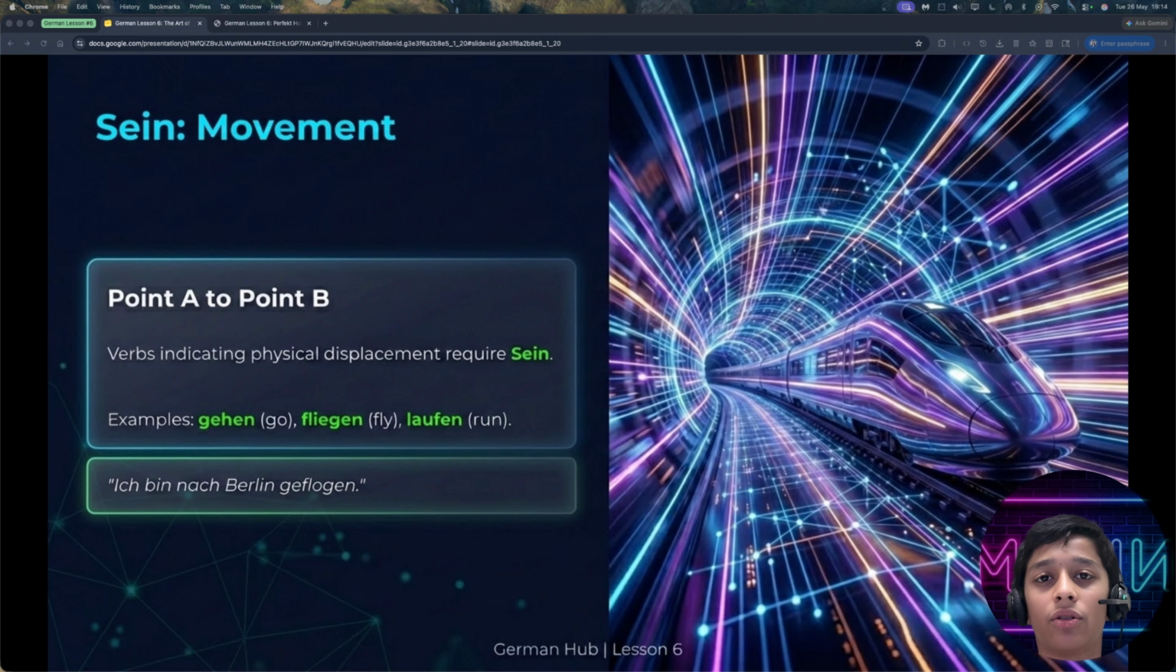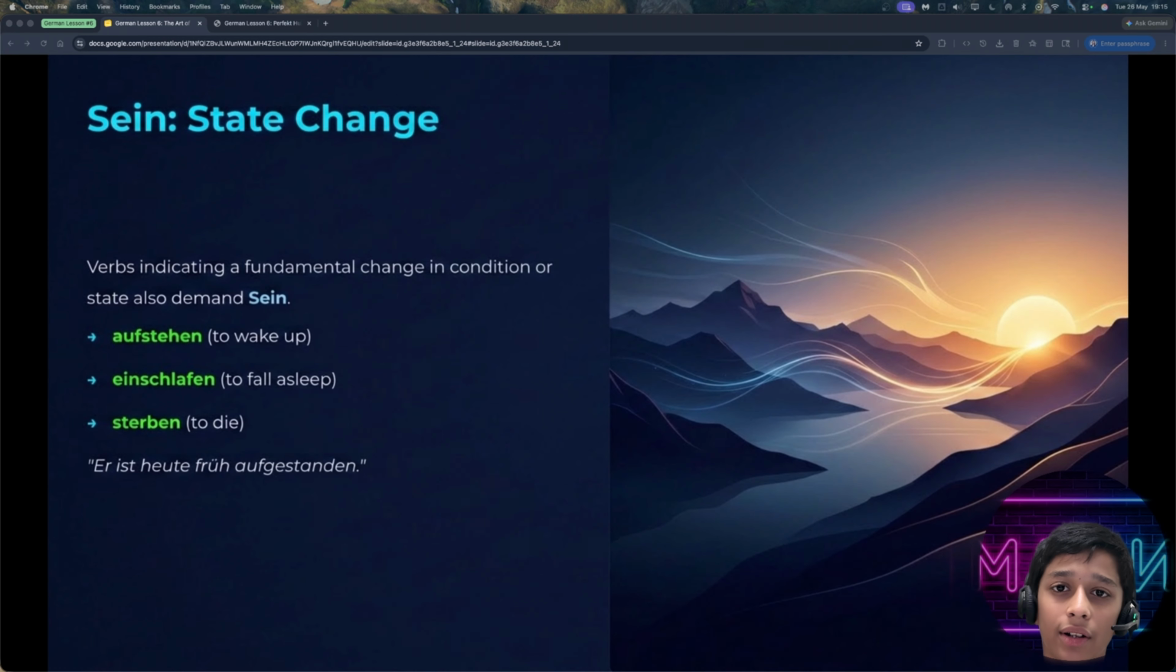So, when exactly do you use sein? First rule: movement. If the verb involves physically traveling from one place to another, gehen means to go, fliegen means to fly, and fahren means to drive, sein is your helper. Think of it this way: if your whole body relocated, sein comes with you. The second sein rule is a change of state. You haven't necessarily moved through space, but something about you is fundamentally different at the end. Aufstehen means you went from asleep to awake. Sterben means from alive to not. These transformations, big or small, belong to sein.